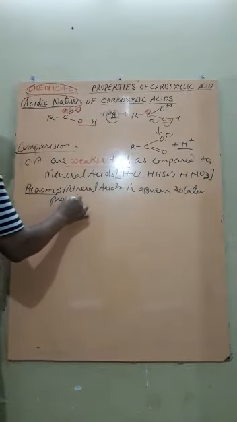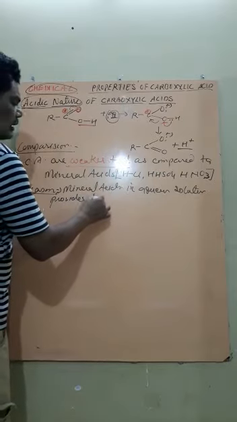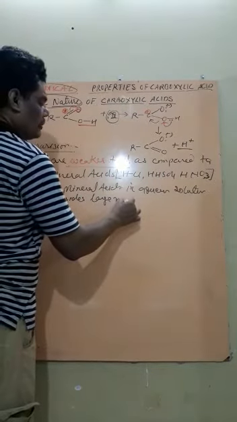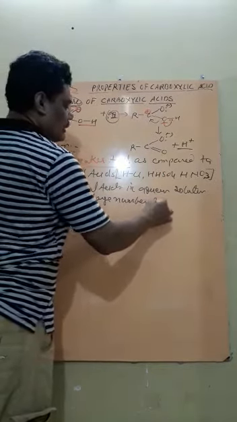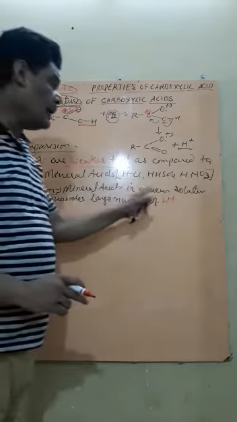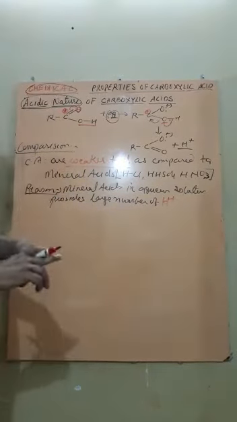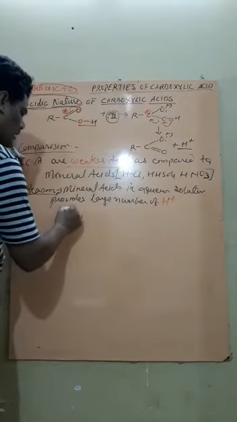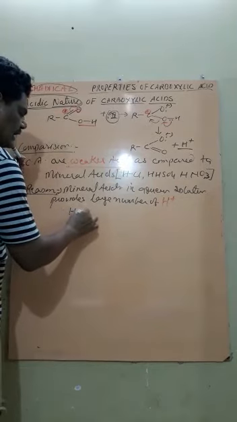provide a large number of H cations. They provide a large number of H cations. Now, what is the reason behind it? You can take the simple example of HCl.